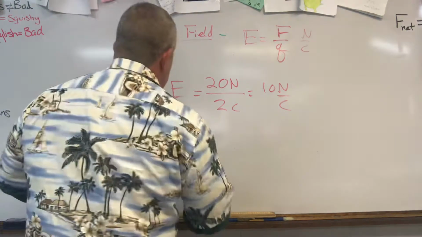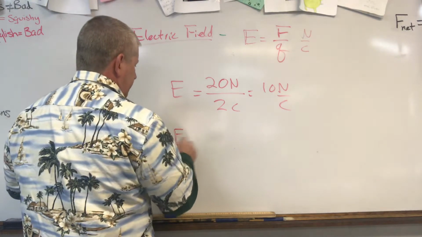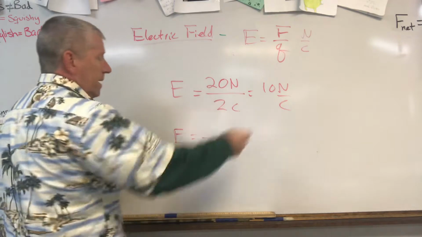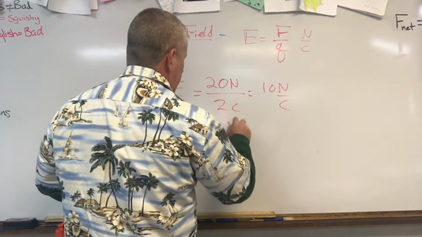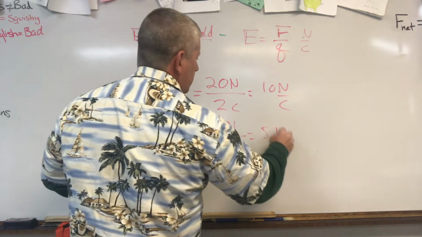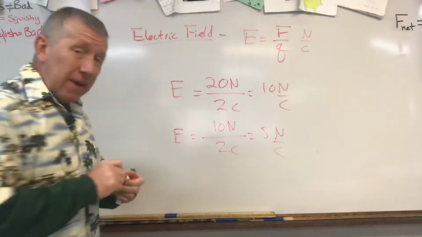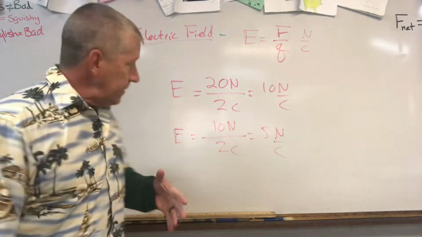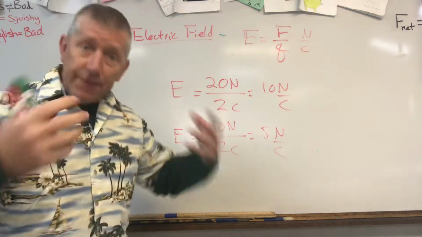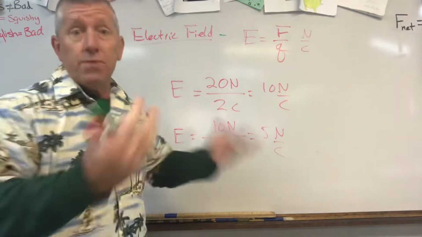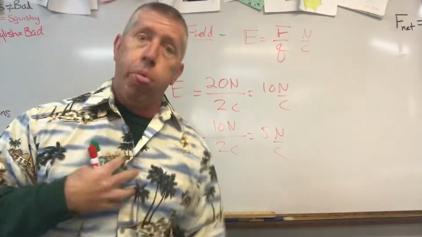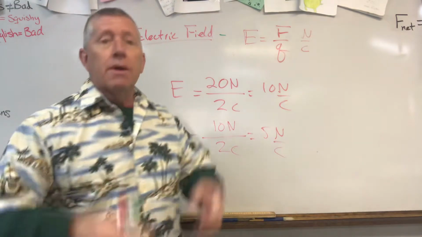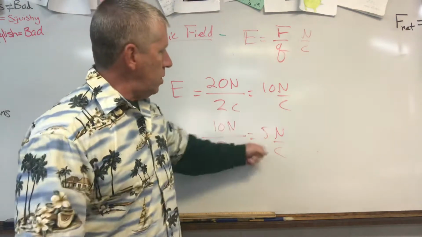Now, let's say that we have another electric field and we take this 2 coulomb particle and plop it in there and it's experiencing 10 newtons. So that would be 5 newtons per coulomb. Now we can make an assessment very quickly: in these two fields, which electric field has a stronger field? So this is 10 newtons per coulomb versus 5 newtons per coulomb.